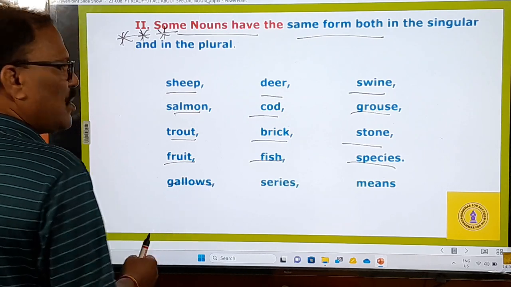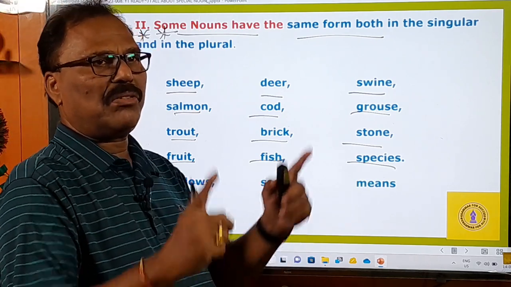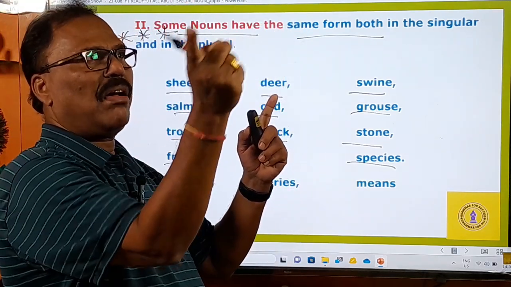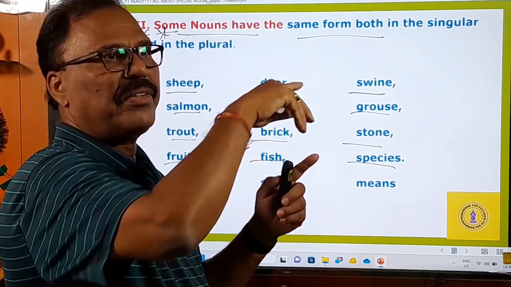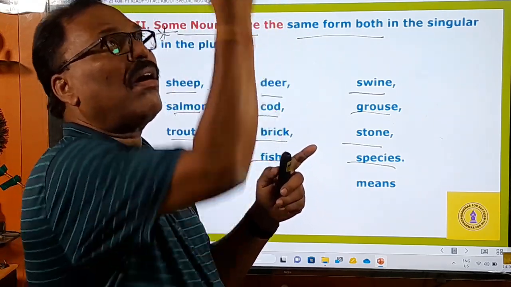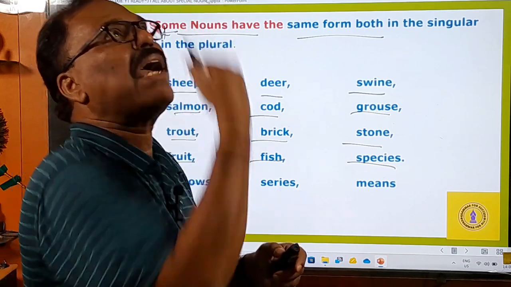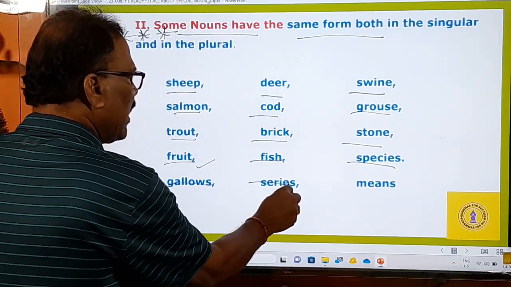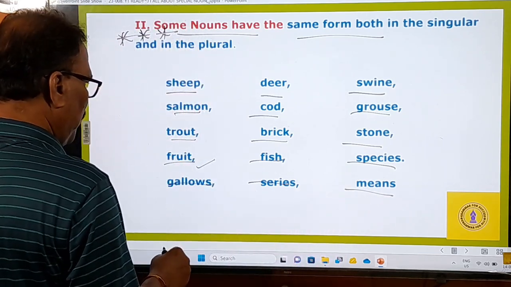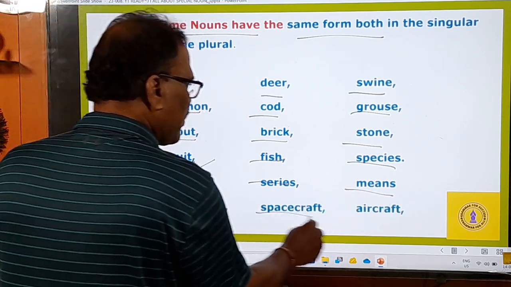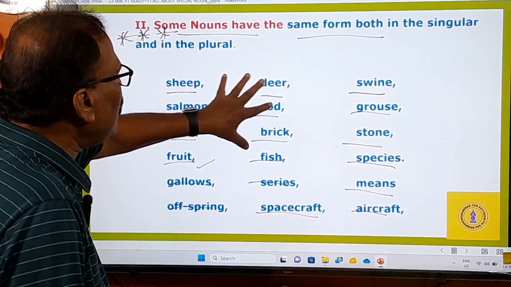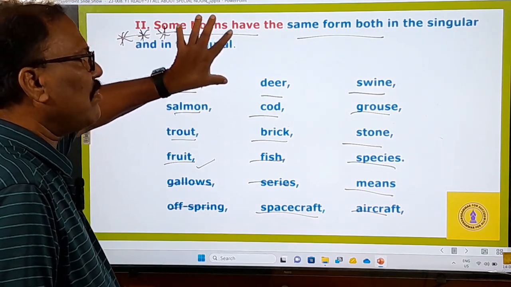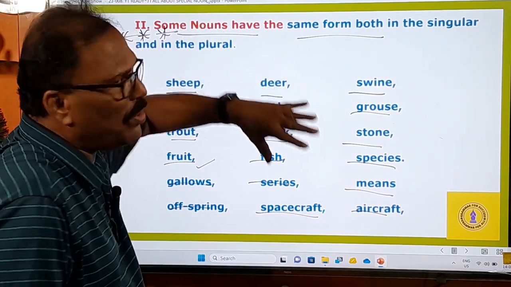And the gallows. Gallows means two upright posts, and across these two posts there will be a transverse pole, and from that criminals are hanged to death. They've got gallows. Series means offspring, spacecraft, aircraft. These are all the nouns that are both singular and plural.